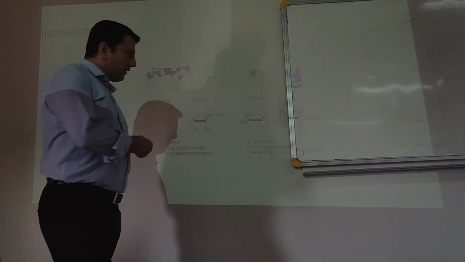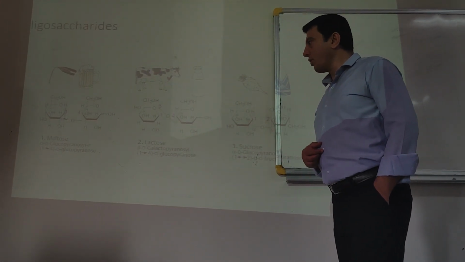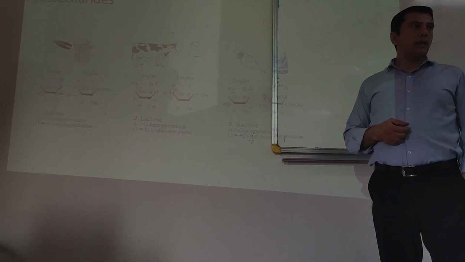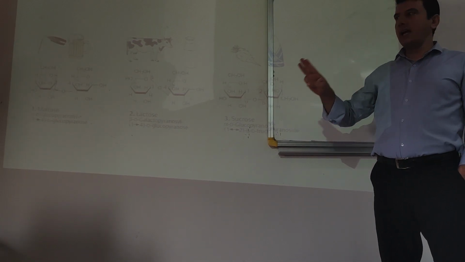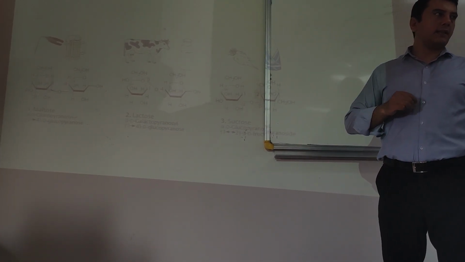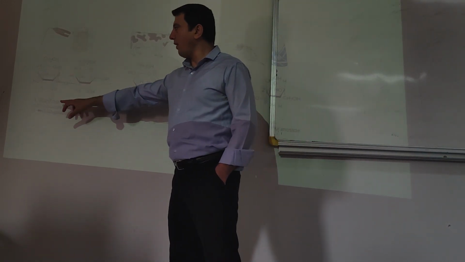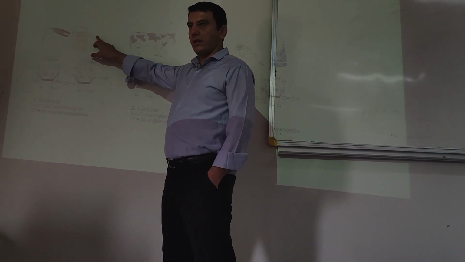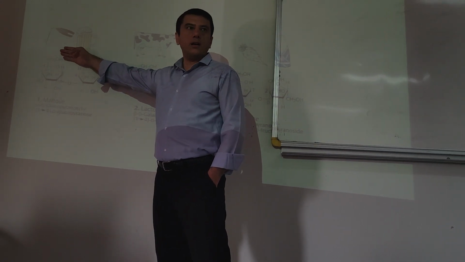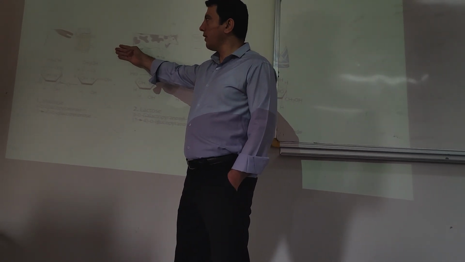So, this slide shows you three important types of disaccharides that can be found in nature. The first one is maltose. Maltose, the sugar of malt.